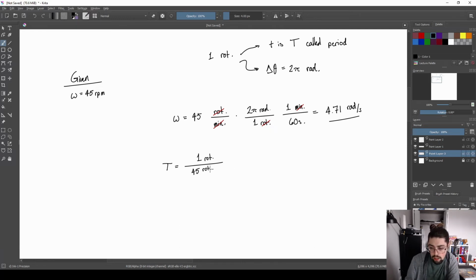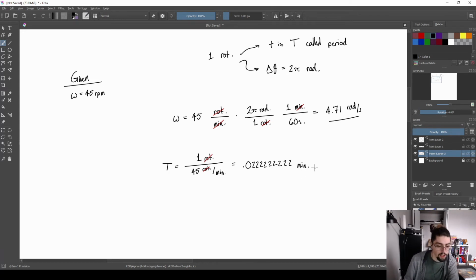And the reason that I'm doing this is because we notice this is how much have I rotated divided by how long has it taken me to rotate. These are not standard units. They're not radians. They're not radians per second. But they do share common units between themselves. And in doing that, the rotations portion cancels out. So what I get here is 0.02222222222, a few more if you really want it, minutes.